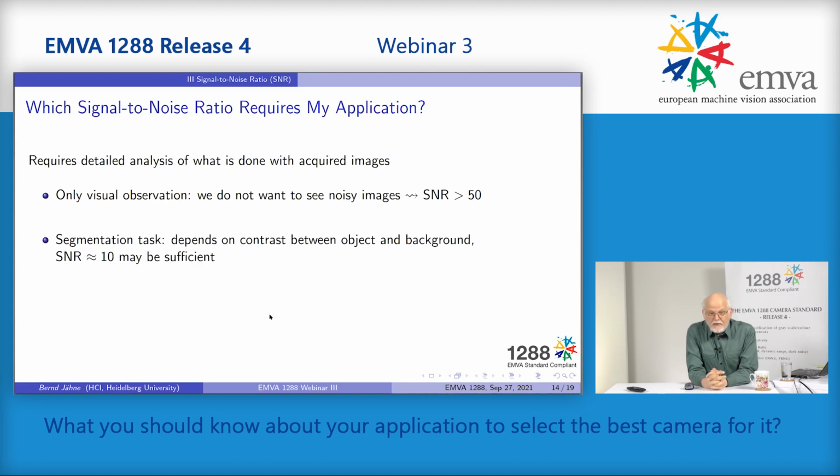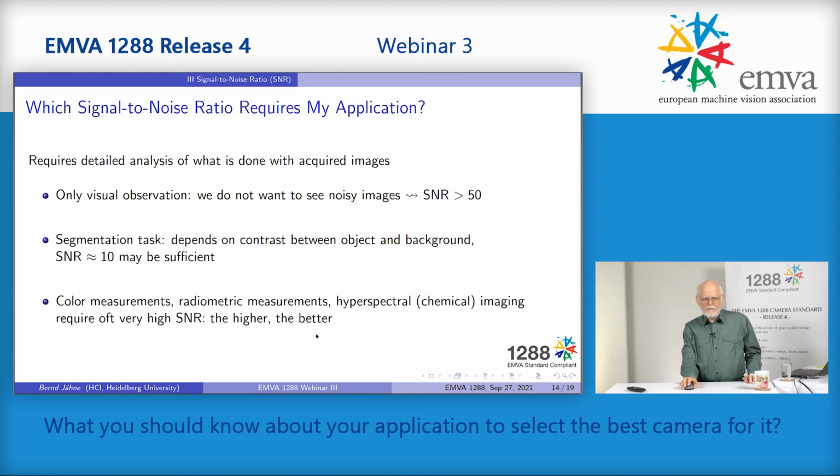Assume you have a typical segmentation task. That means you want to separate objects from the background. And if you have done a good job with illumination so that you have a good contrast between the object and the background, then actually a very low SNR might be sufficient. As a typical example, I have given you an SNR of 10. It just depends on the threshold and the contrast ratio and all these kinds of things. But this might be a typical case where you simply have a threshold, where you can say a threshold is sufficient. If the sensor has an SNR of 10 or 20 or 100, you don't care, 10 is enough. That is another easy situation.